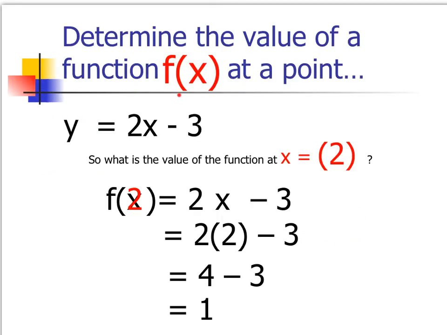So if we wanted to determine y, or in this case f at x, at some point, then what we're going to do is we're going to say what is the value when x equals 2. And instead of just putting it in here, which we will do anyway, we say f at 2 equals 2 times x minus 3, and where that x was, we're going to replace it with a 2. So 2 times 2 minus 3. So I get the answer of 1. So the value of the function at x equals 2 is 1, or the value of y when x equals 2 is 1.